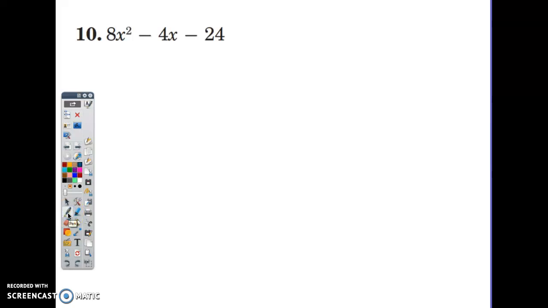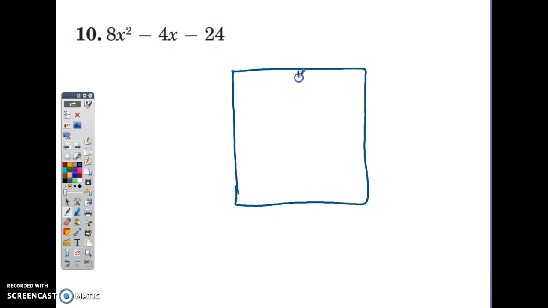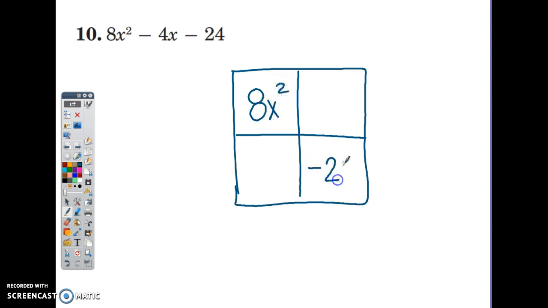Number 10 on page 43. Same thing, you do the box. You put the first term in the first box, and you put the last term in the last box. When you multiply A and C, 8 times negative 24, you get negative 192. That's a big number, okay? But don't get scared. We need to start dividing.